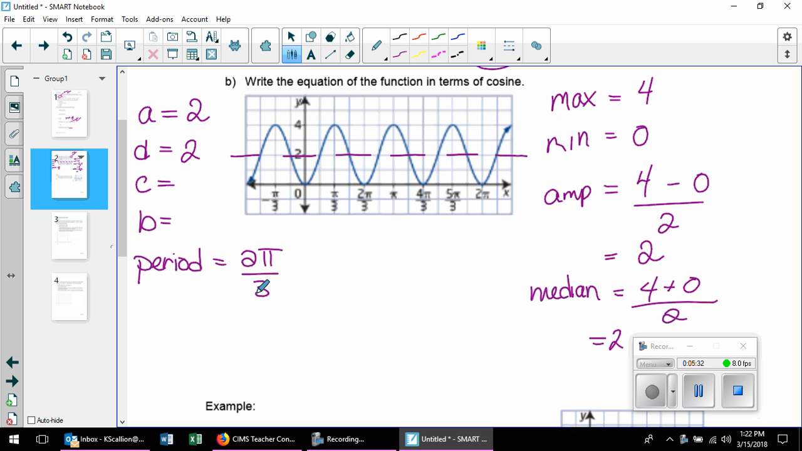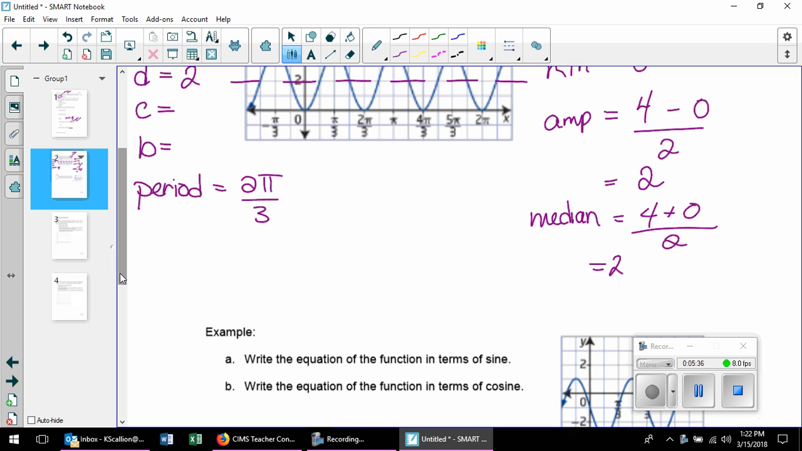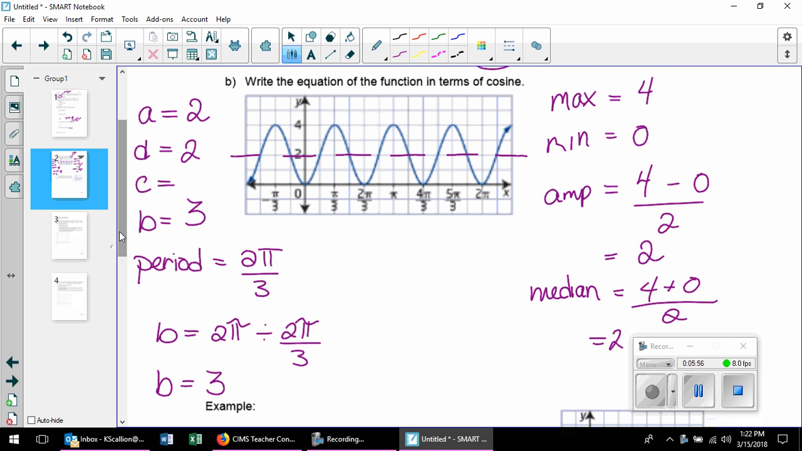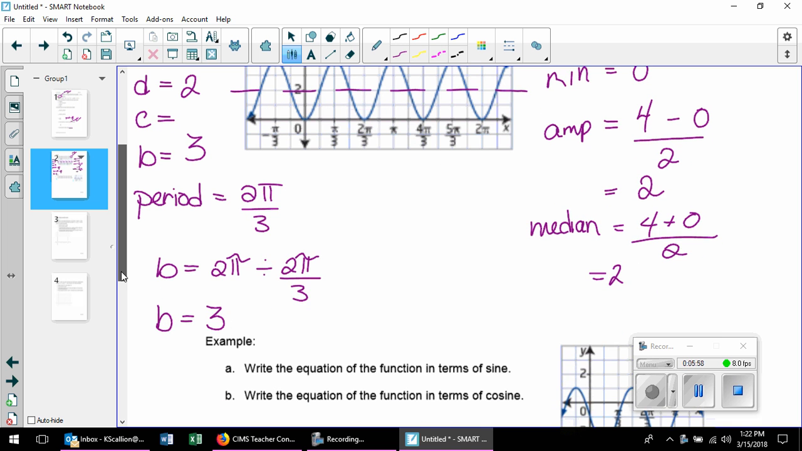So the period isn't the same thing as the b value. I'm going to do some math to find it. In order to find the b value, it was 2 pi divided by the period. So what's my b value? All right. Now, well, I've written a bunch of information and no equations. Awesome.